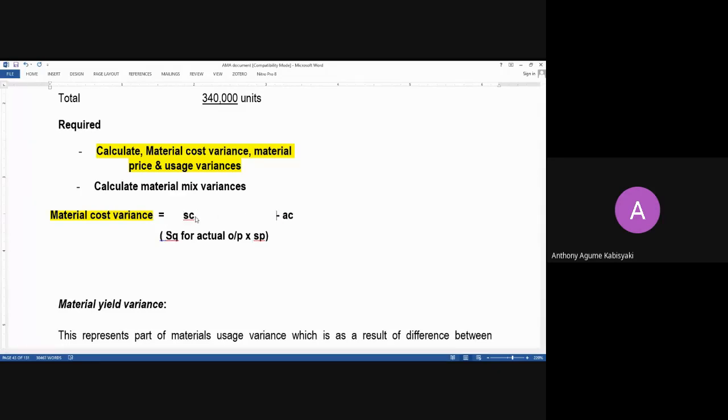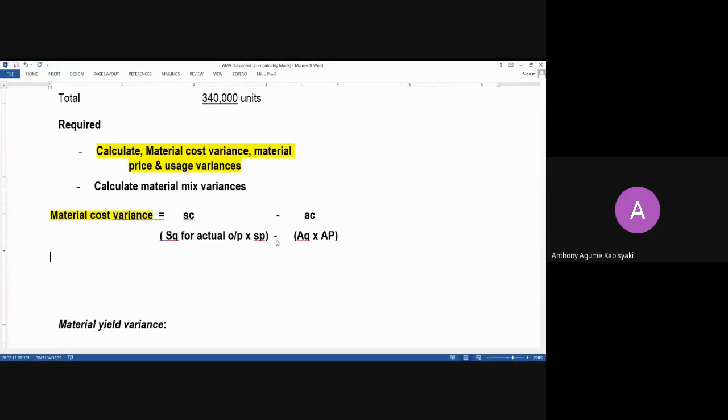Then minus the actual cost. And how do I get the actual cost? To get the actual cost, I need to get the actual quantity times actual price.